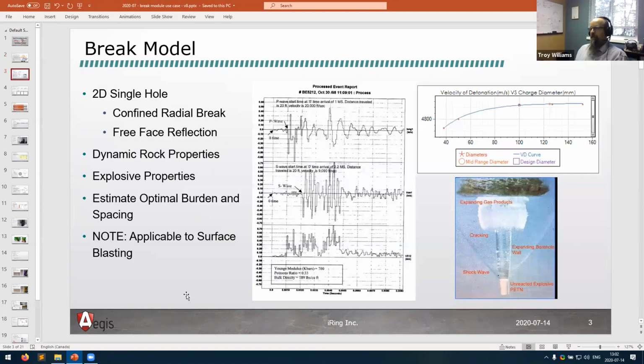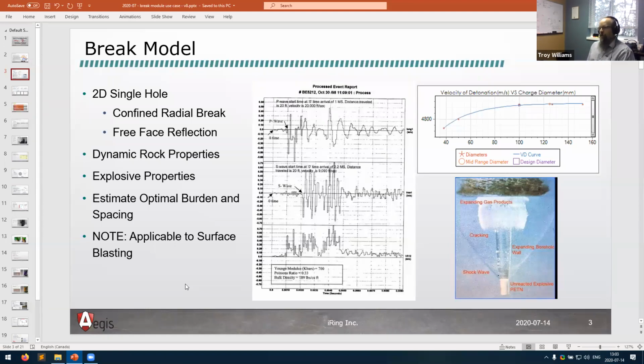Thank you, Mark. I'm going to talk a bit about the brake model, and I'm going to introduce it by telling you what it is and then how we worked with it to help a mine solve their problems. Our brake model is a two-dimensional single hole model that we've extended to 3 dimensions, and it looks at confined radial break and free face reflection. The confined radial break is how far the cracks will extend due to gas pressure on the blast hole walls. And the free face reflection is how the shock wave interacts with the free face.